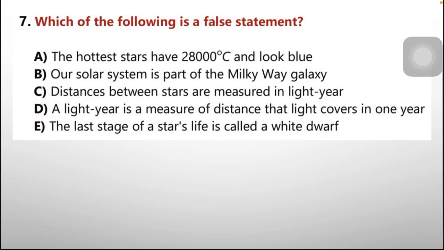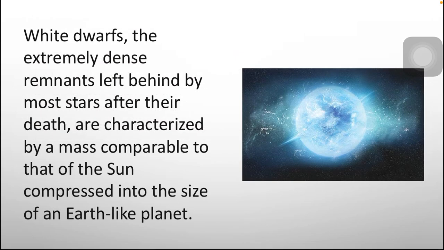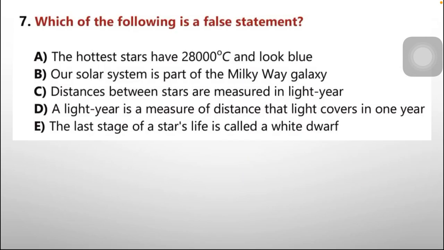The last option, E. The last stage of a star's life is called a white dwarf, and this one is the false statement. Hence, this is our correct option. Why? Because white dwarfs, the extremely dense remnants left behind by most stars after their death, are characterized by a mass comparable to that of the sun, compressed into the size of an Earth-like planet. So this is not the last stage, but the stage after death. The correct option is option number E.